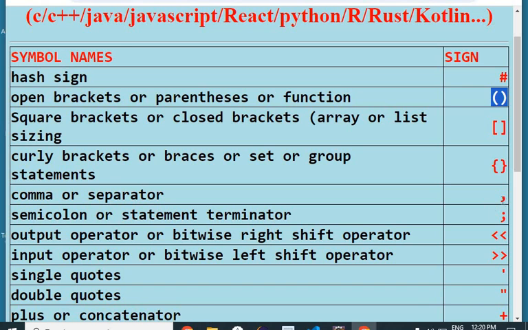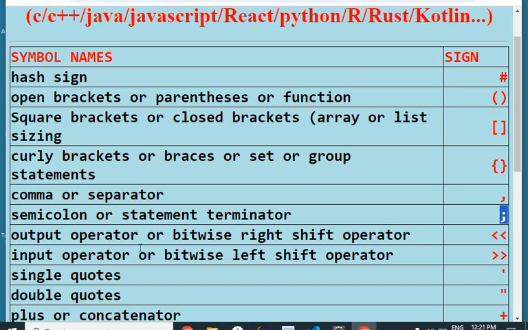Then comma or separator. This is comma or separator. Comma is used to separate your variable names or identifiers. Semicolon or statement terminator is the semicolon written here. It is used in C++ programming languages.